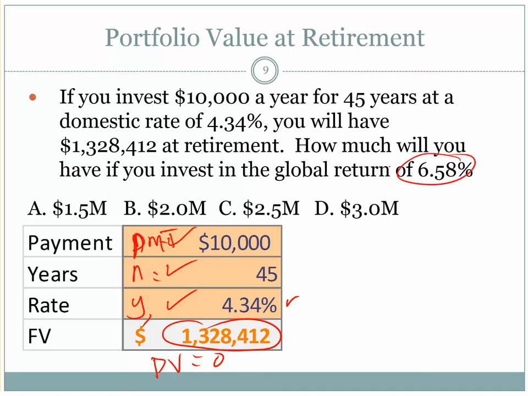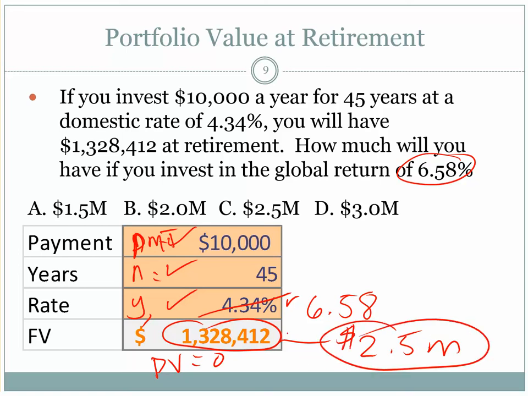If I invested in a global portfolio, I could plug in 6.58, recompute my future value, and what you see is you'll have $2.5 million, which is substantially a lot. That 2% per year builds very quickly over time.